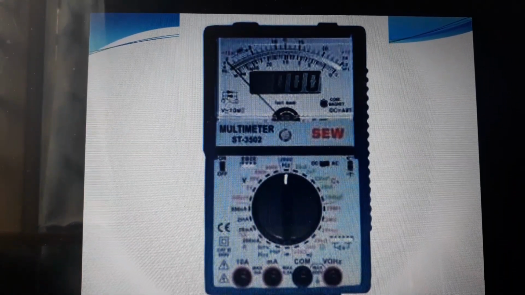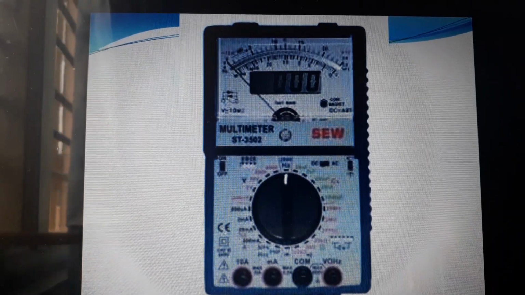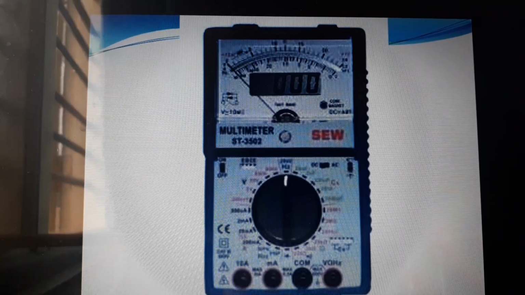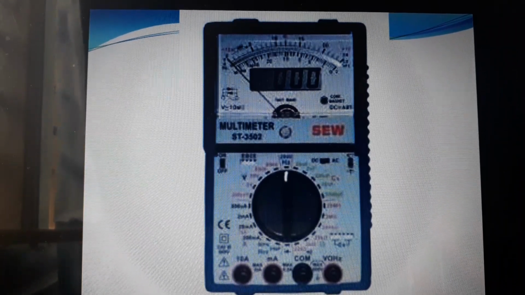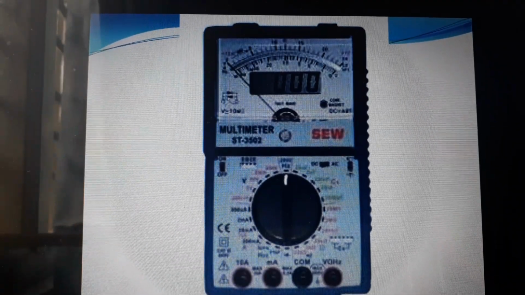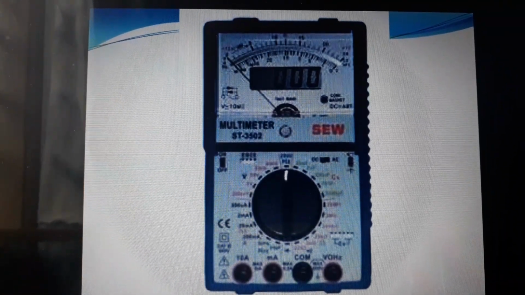Next, see, this is the combination of both the digital and analog. Here, the above one is analog. Here this display device is there. Here we are measuring digital. It is both an analog and digital multimeter.